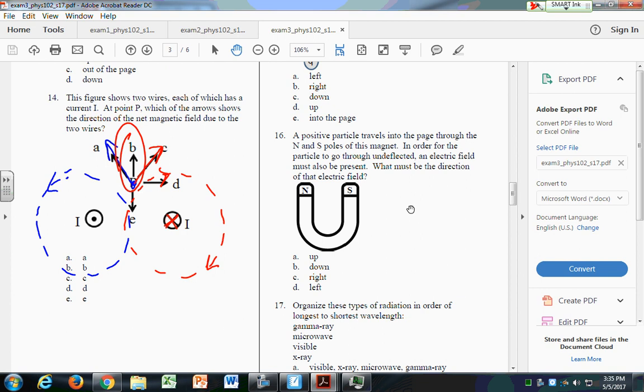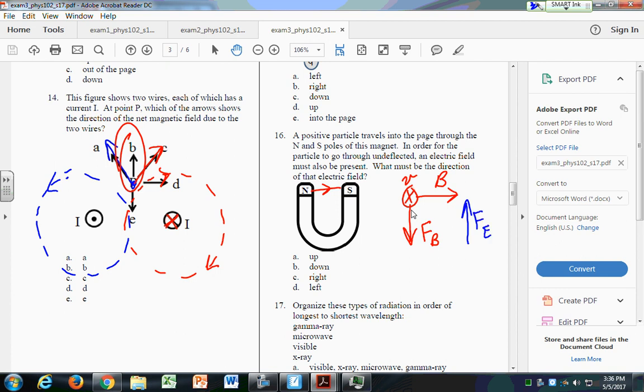Okay, so 16, a positive particle travels into the page. So V is into the page. The magnetic field runs from north to south, so my magnetic field is like that. And I want it to go undeflected, so what must the electric field be? Well, first of all, I want to figure out what is the direction of the magnetic force. V is into the page, magnetic field is to the right, and so my force, FB, is down. That's my magnetic force, down. But I want to know then what electric field will cause an electric force to go up.